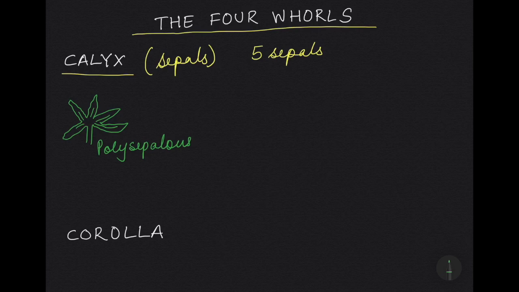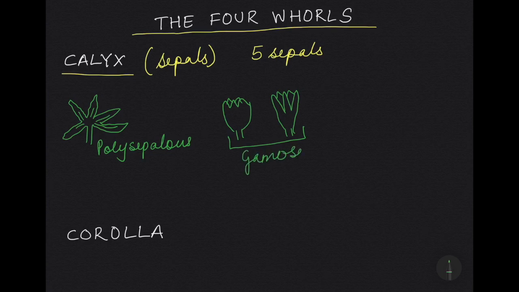Now, in some cases, the sepals may be fused together. 5 sepals fused together this way, or maybe this way. Okay, so when the sepals are fused together, then it is known as gamosepalous. So the term for free is poly and the term for fused is gamo. Please learn these terms, children.